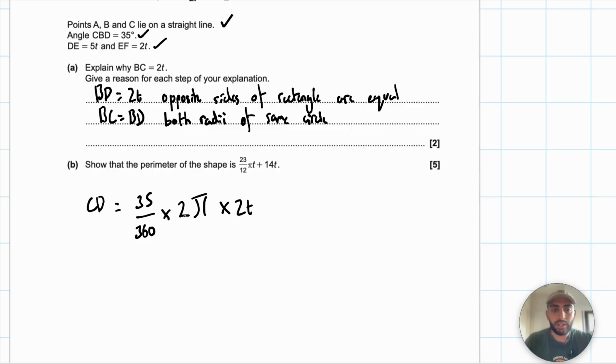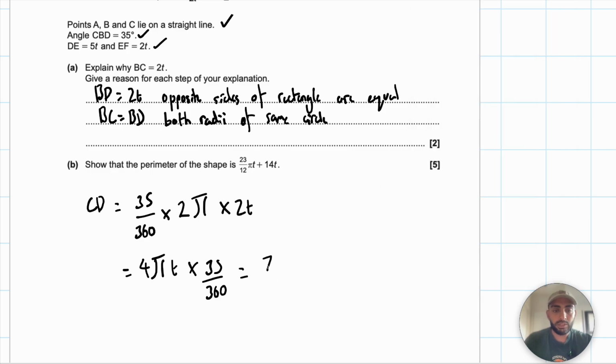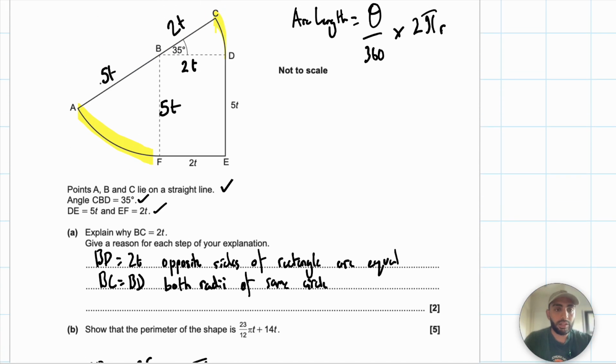We'll simplify that, so that gives me 4 pi t multiplied by 35 over 360. That will give me that bit. I'm just going to multiply the 4 and the 35 over 360 so I can keep it in exact form. So 4 multiplied by 35 over 360 gives me 7 over 18. So that's 7 over 18 pi t. I need to do the same thing for this other one.